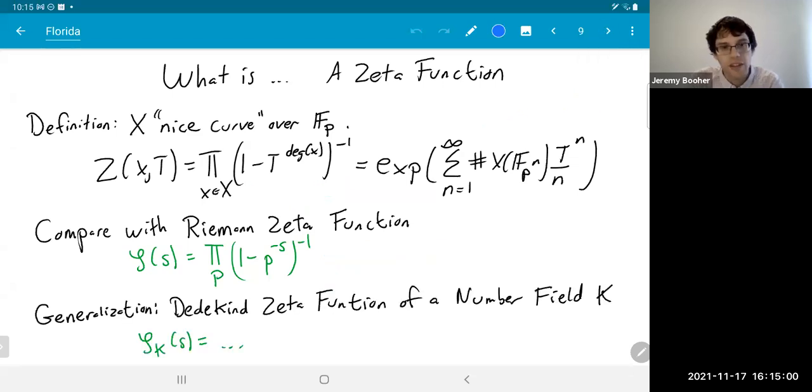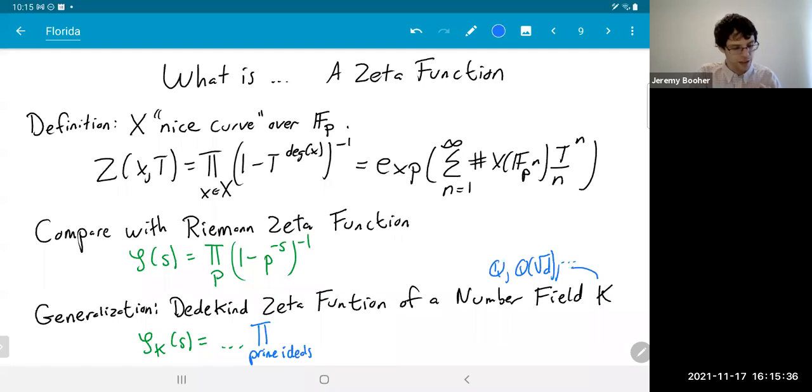If you generalize it a bit, you can also look at a Dedekind zeta function of a number field. So that's a finite extension of the rational numbers. So maybe it's the rational numbers, Q adjoin square root of d, or other number fields. And there, the Dedekind zeta function is also a product over prime ideals in the ring of integers of your number field. And then there's some local contribution from each one. Now, this is starting to look really similar. Instead of a product over points of the curve, you have a product over prime ideals of a number field.